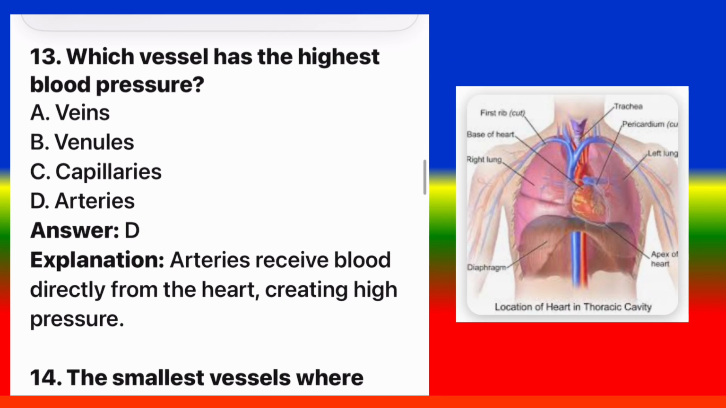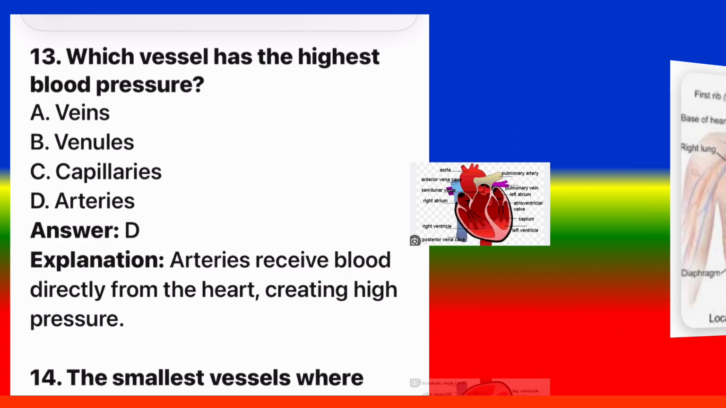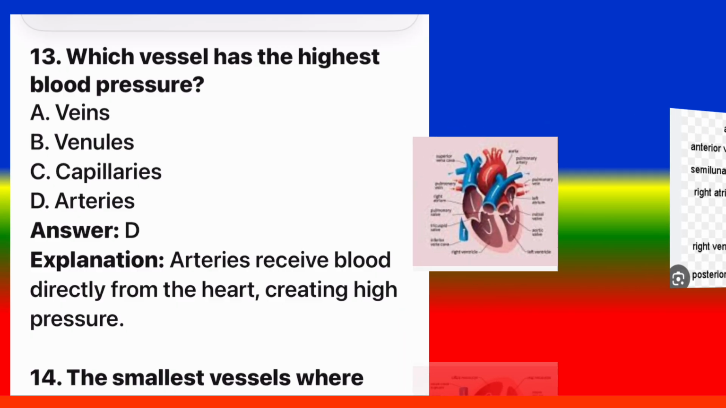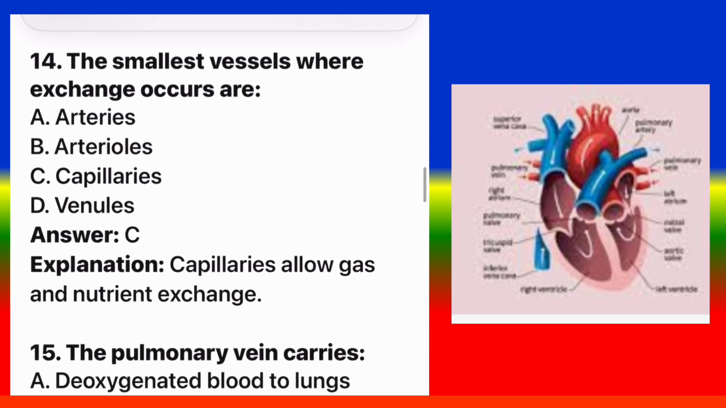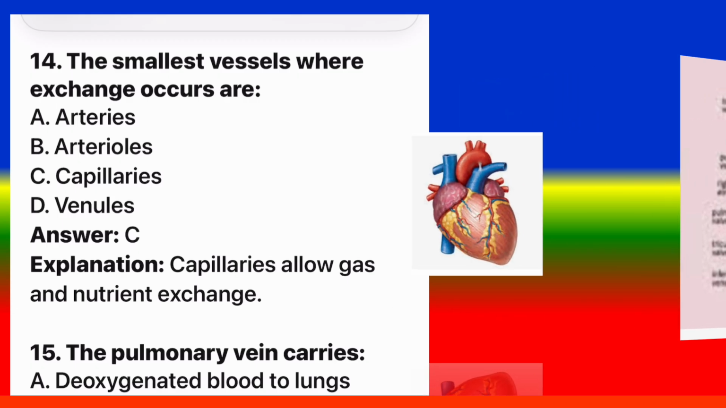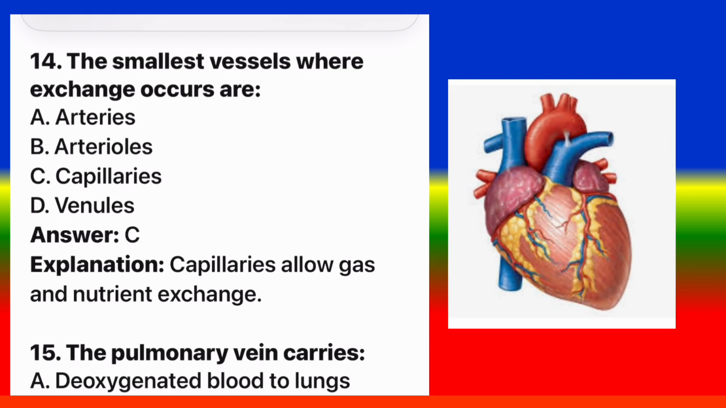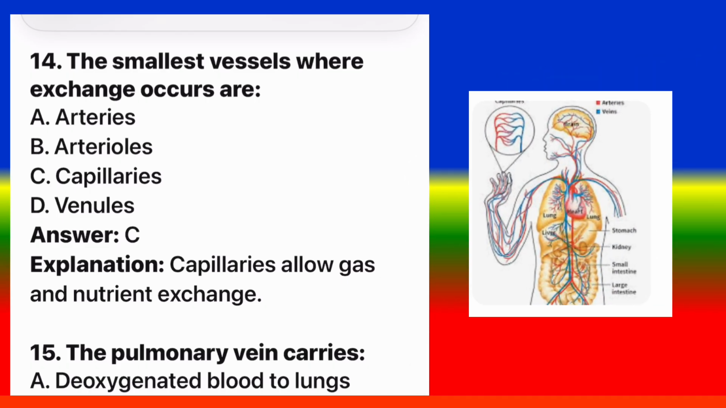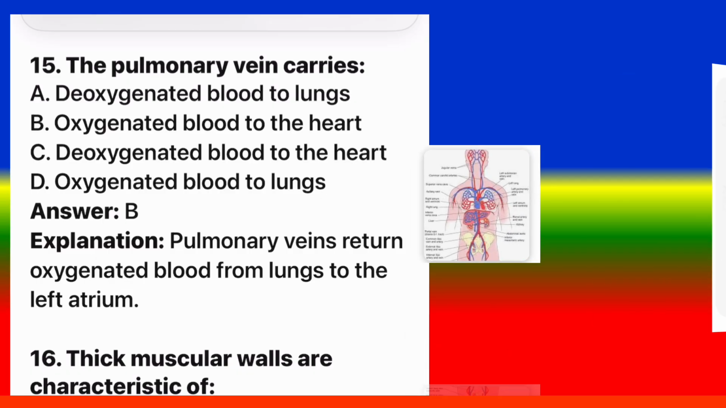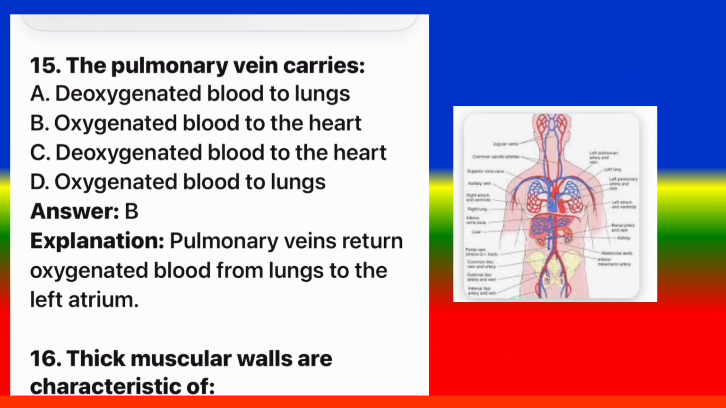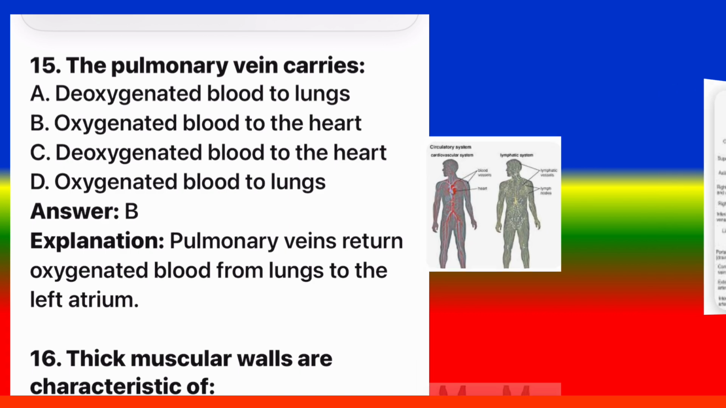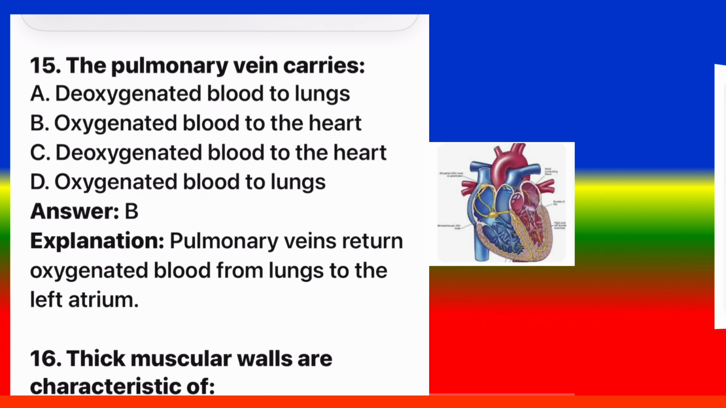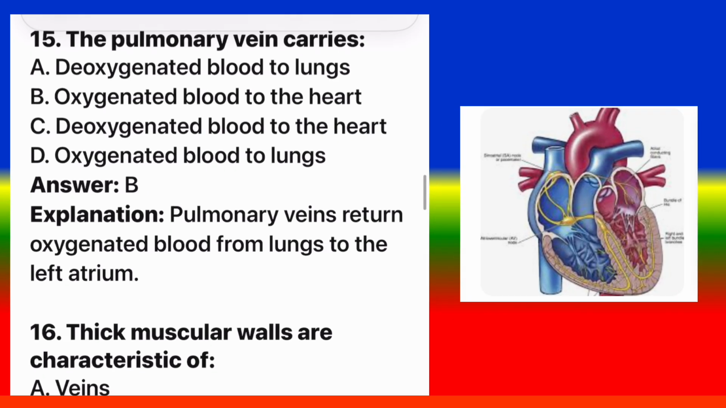13. Which vessel has the highest blood pressure? A. Veins, B. Venules, C. Capillaries, D. Arteries. Answer D. Explanation: Arteries receive blood directly from the heart, creating high pressure. 14. The smallest vessels where exchange occurs are A. Arteries, B. Arterioles, C. Capillaries, D. Venules. Answer C. Explanation: Capillaries allow gas and nutrient exchange. 15. The pulmonary vein carries A. Deoxygenated blood to lungs, B. Oxygenated blood to the heart, C. Deoxygenated blood to the heart, D. Oxygenated blood to lungs. Answer B. Explanation: Pulmonary veins return oxygenated blood from lungs to the left atrium.